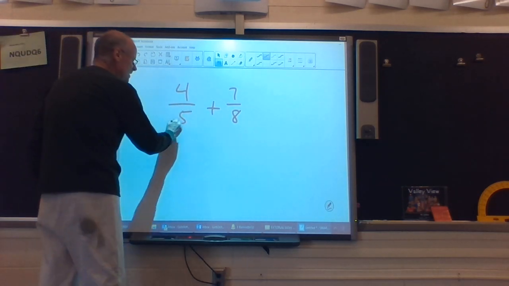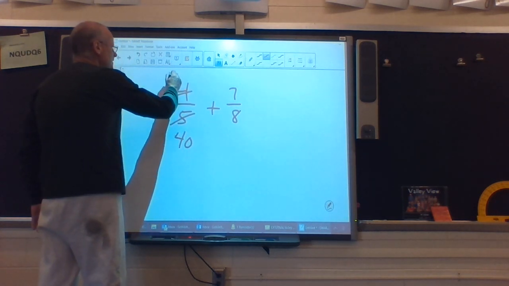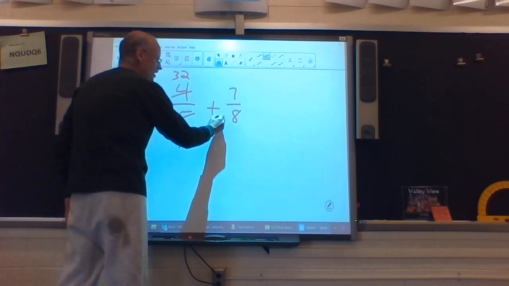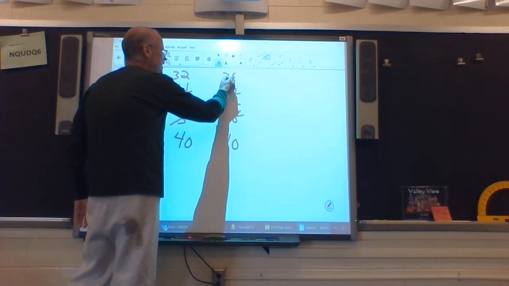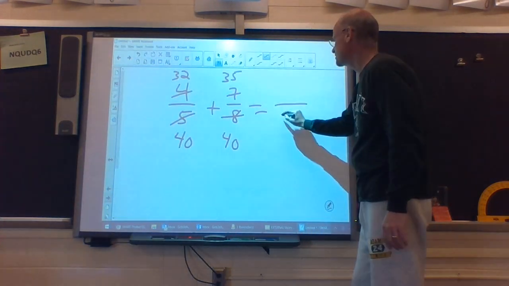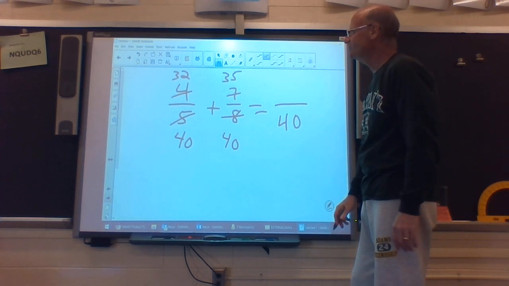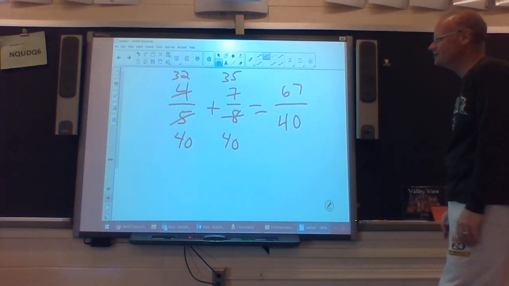So I'm going to multiply this by 8 to get to 40. Whatever I do to the bottom, do to the top. 4 times 8 is 32. This times 5 is 40. This times 5 is 35. If I add straight across, remember my denominator is going to stay the same. I get 67 over 40.